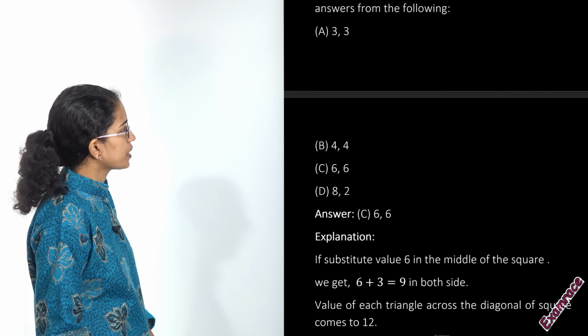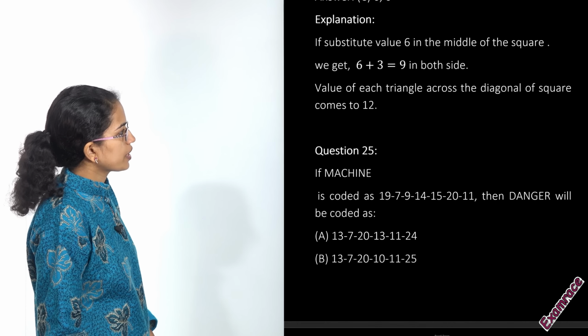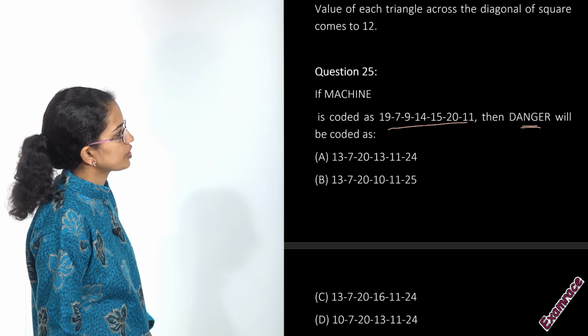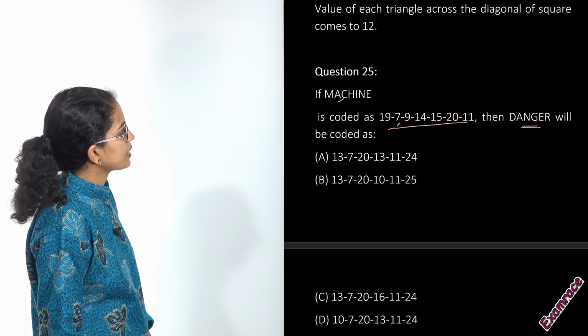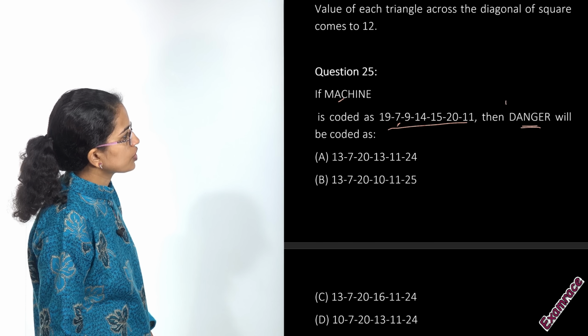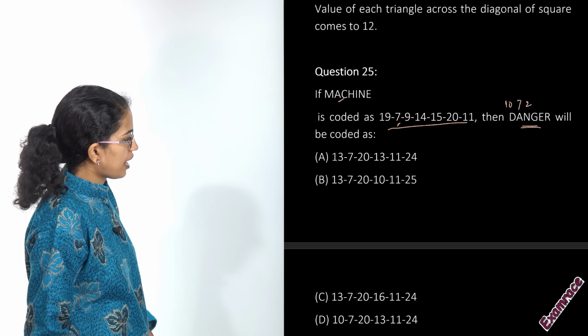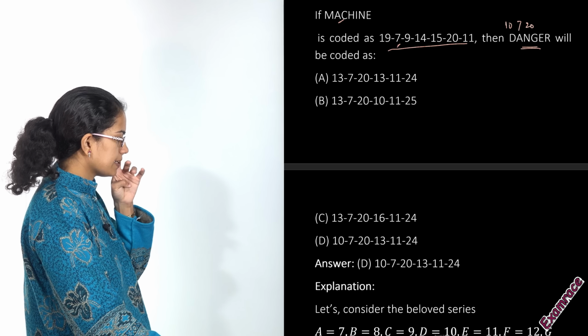The next is, the coding for machine is this. The coding for danger would be, so A stands for 7, C stands for 9, so D would stand for 10. So you would have 10, 7. And then N is standing for 20, so again 20. So 10, 7, 20 would be the right series. So you have D as the right option here.